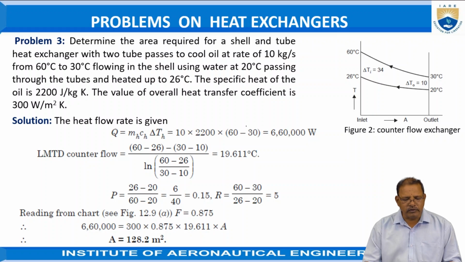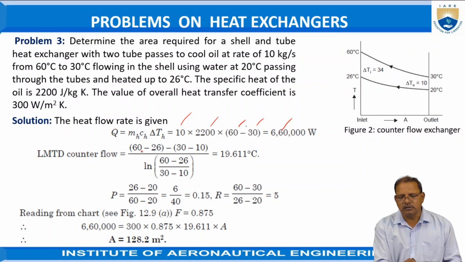The heat flow rate is given by the equation Q = mh·ch·ΔTh. In other words, it is the amount of heat energy extracted from the hot fluid. The mass of the oil is given as 10 kg per second, the specific heat of the hot fluid is 2200, and the temperature difference is 60 minus 30. From this relation, we got 660,000 watts.